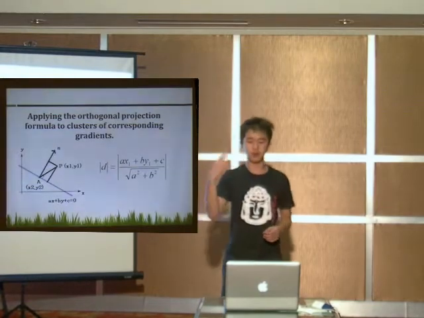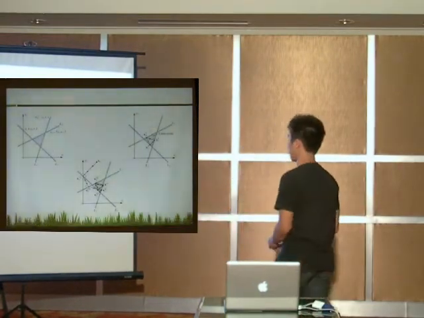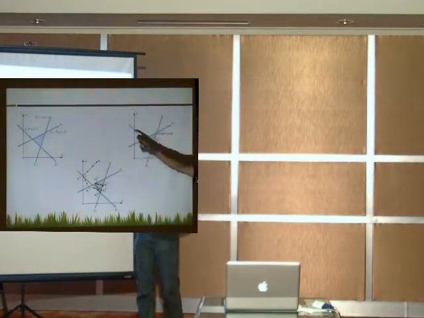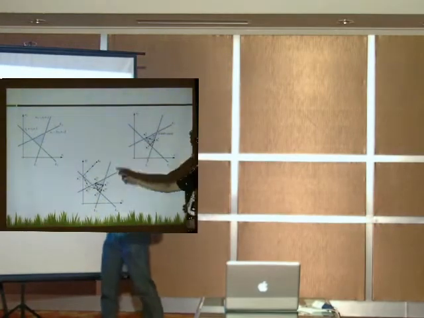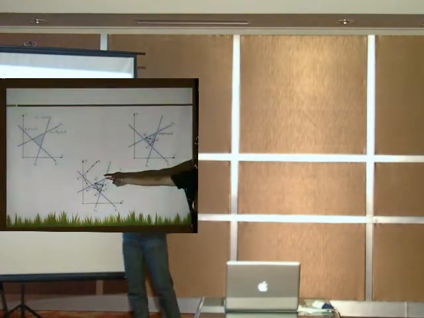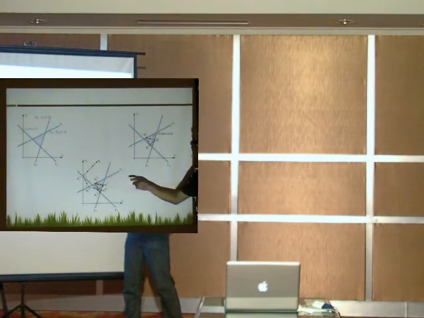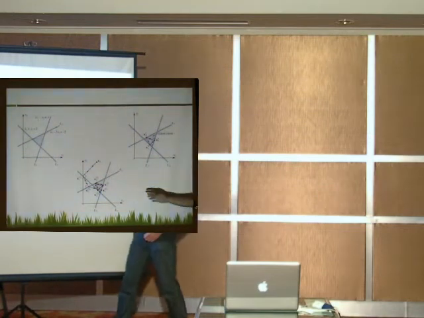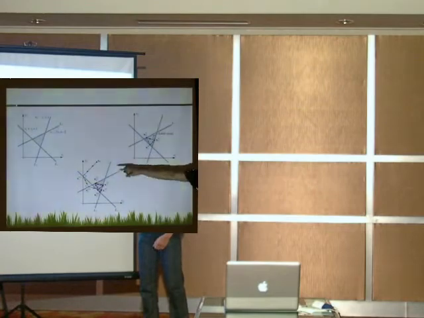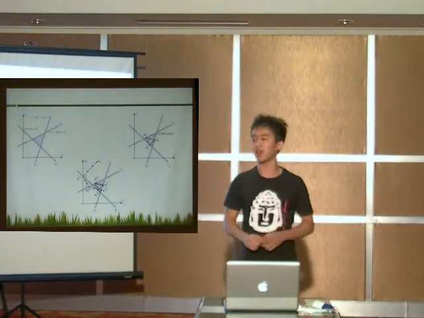To give you further explanation about the orthogonal projection formula, you can see in this image, for example, if I take three corresponding lines, three corresponding gradients, they intersect each other, of course. And if you take one line and apply the orthogonal projection formula in every cycle, you can find the limit cycle. You can shift the projections through line 1 so that we can have different results. But of course, what we want is a limit cycle.